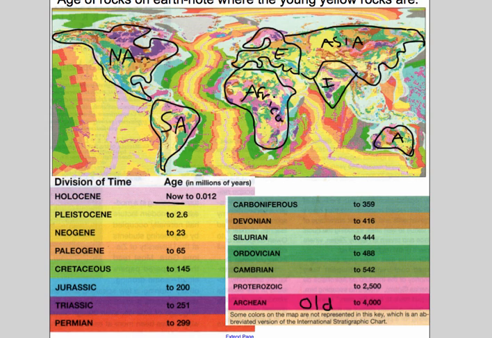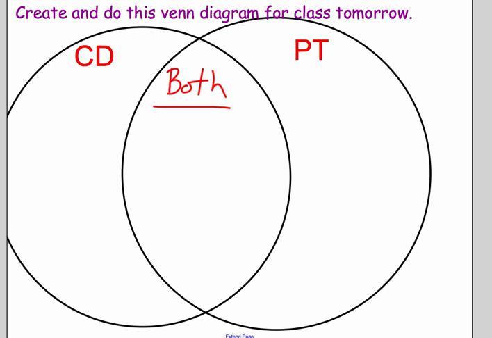What we'd like you to do is create this Venn diagram for class tomorrow. On one area, put everything that's just about continental drift right here. Put everything that's just about plate tectonics here. And if there are ideas about both continental drift and plate tectonics, put them right in the middle. And bring it to class tomorrow so we can share.